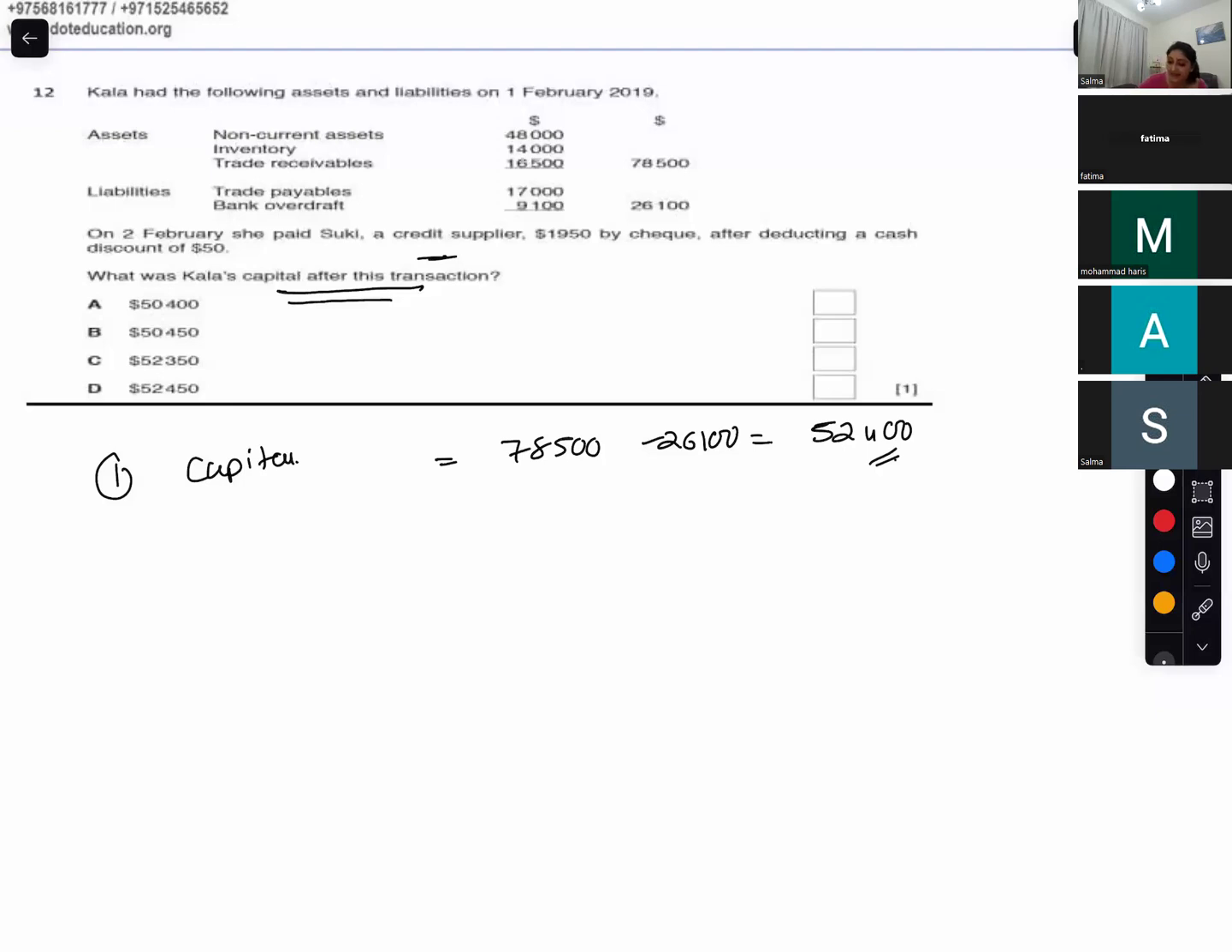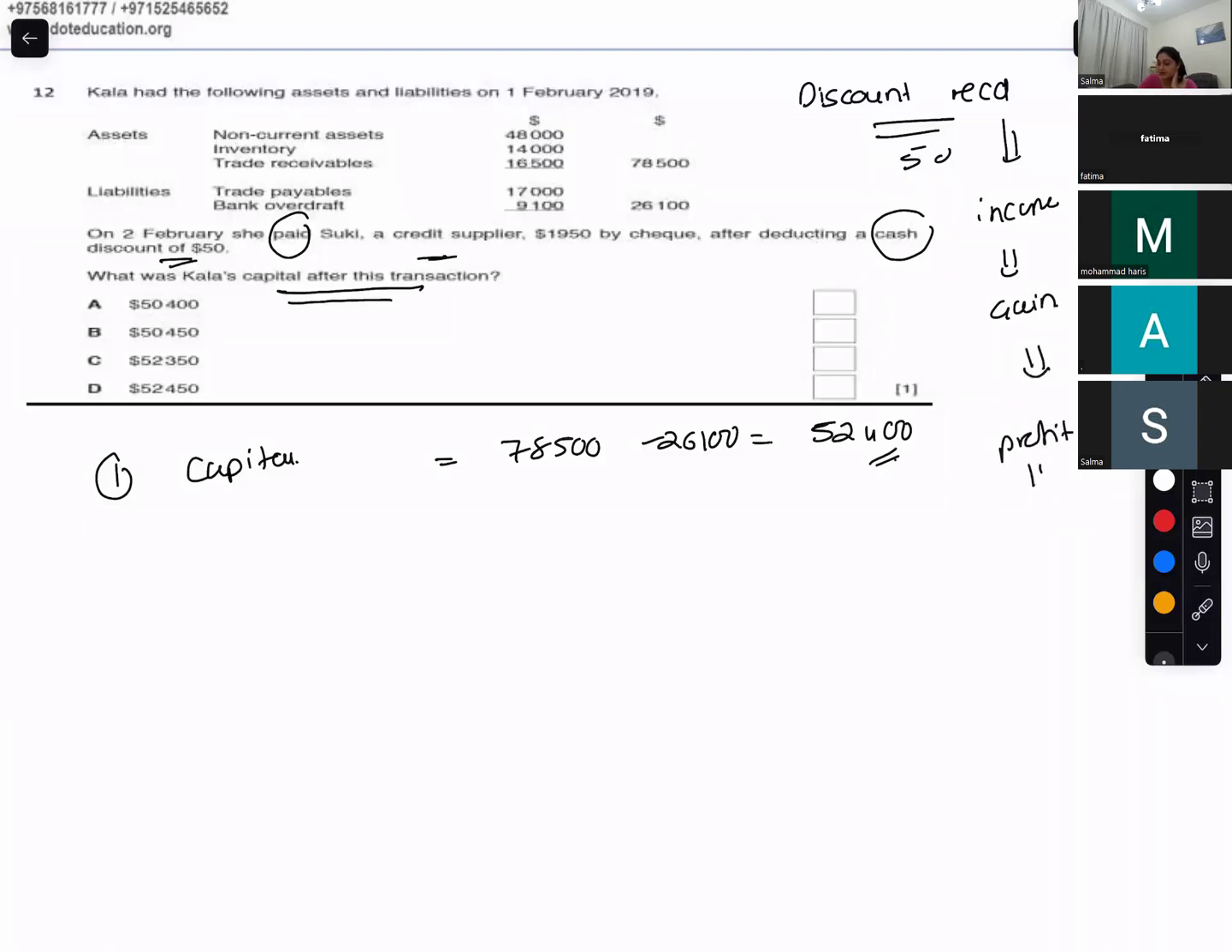So you have paid and received a discount. Can you tell me what is the amount of discount you've received? 50. Discount received is 50, and that is your income. It's a gain, a profit for you. So profit will increase capital. Whatever your capital is, you're just going to add 50 to it. Are you with me? So we get 52,450, which is B.